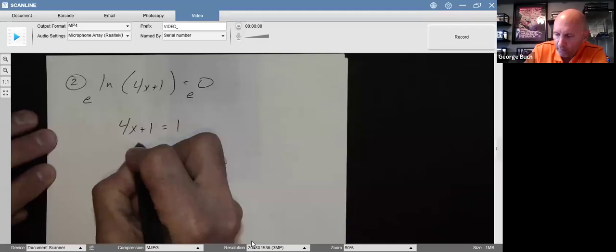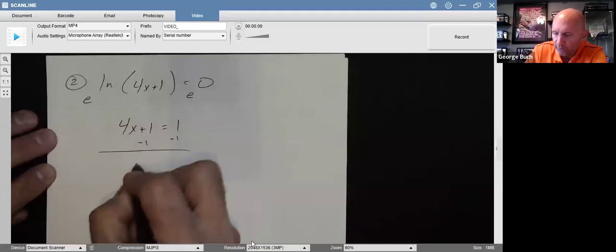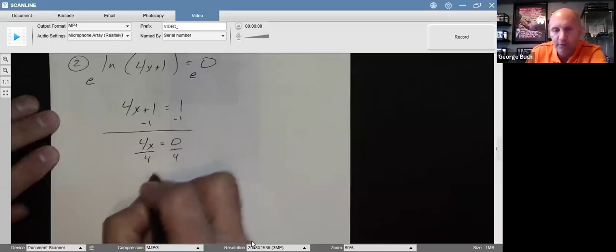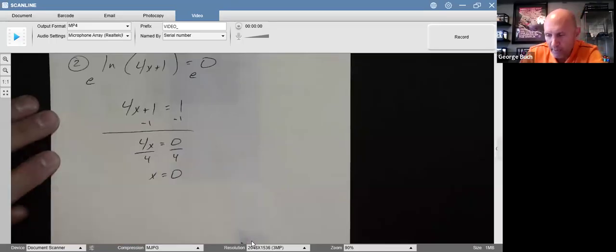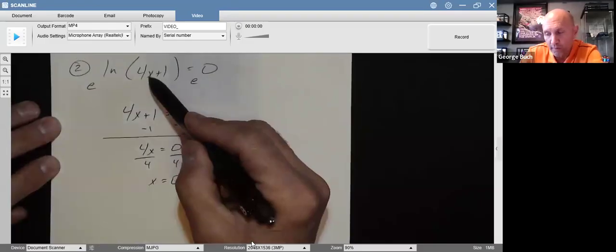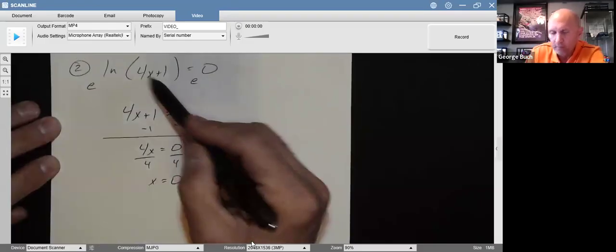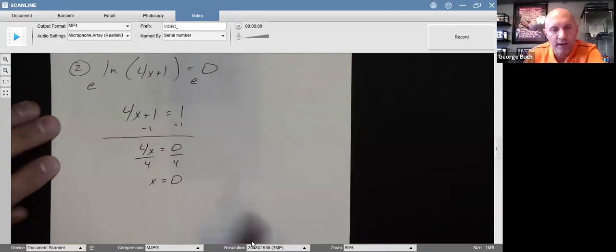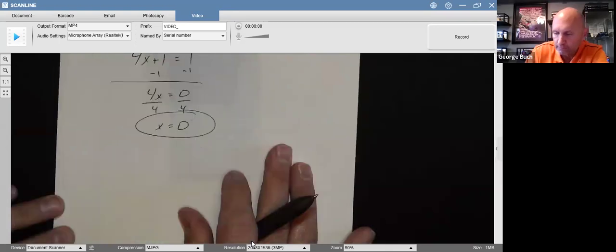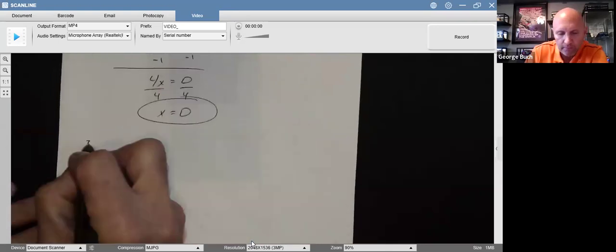So subtract 1, I get 4x is equal to 0. Divide by 4, x might be 0. Let me plug it back in. 4 times 0 is 0, plus 1 is 1. That's positive. That's fine. So therefore, I'm pretty sure that x is 0 is my answer.